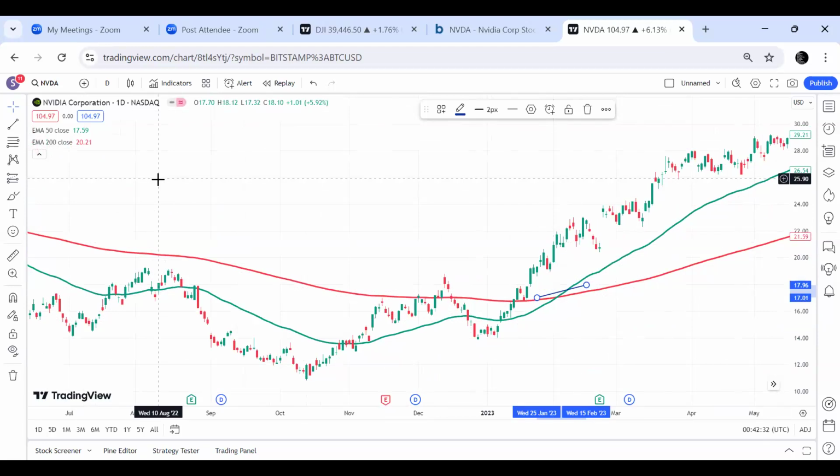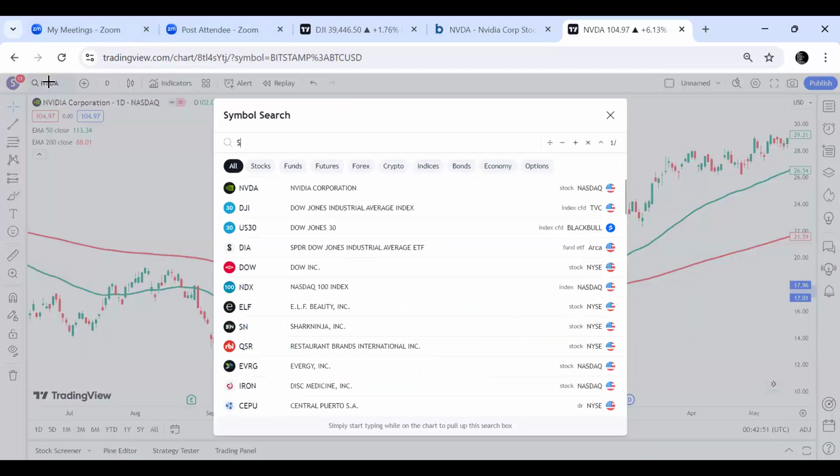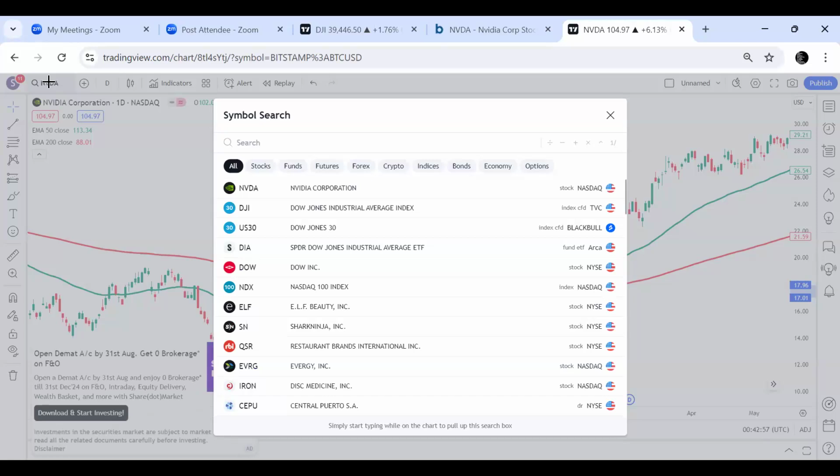For short-term trading or scalping, you might use combinations like 9 EMA, 20 EMA. For long-term strategies, you can use 50 EMA, 200 EMA. So this is the golden crossover and death crossover. For example, let me check some other stock.